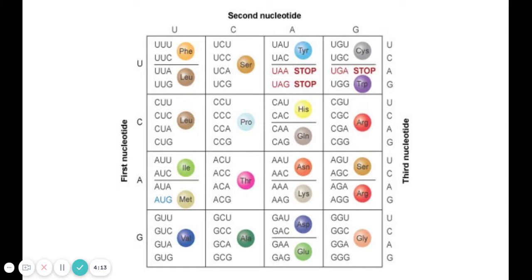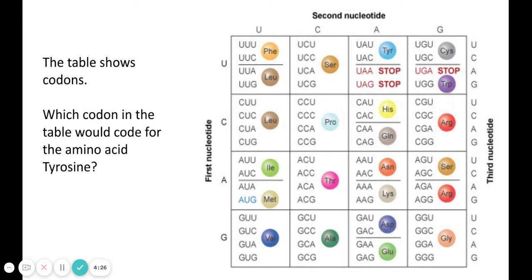Okay, this is quite common. The exam board will give you a table of different amino acids, and it'll either show you the DNA triplets, the codons, or the anticodons that code for each one of them. Now, for the purposes of learning this, let's say this table shows us codons. So, which codon in the table would code for the amino acid tyrosine? So find TYR, and that will give you the 3 bases within the codon. Press play when you're ready for the answer.